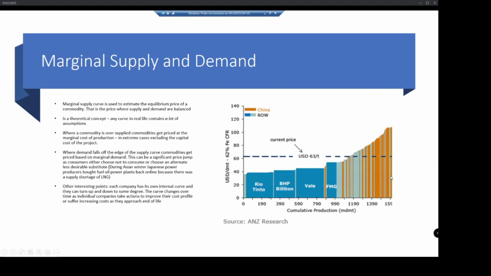They take all the producers and then line them up. So this is Rio Tinto, which is one of the world's biggest iron ore miners. They can produce, according to this graph, and I think this is very out of date, iron ore at $40 US per ton, and they produce about 200 million tons.